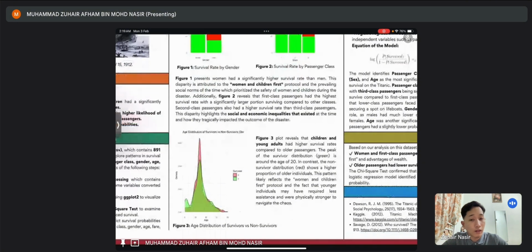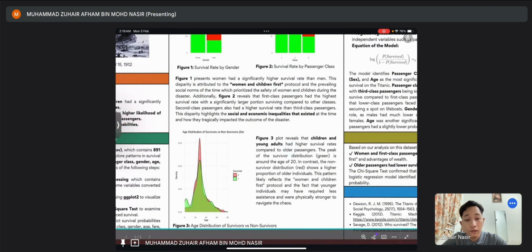Okay, and then for Figure 3, it is the age distribution of survivors versus non-survivors. Figure 3 revealed that younger passengers had a higher survival rate compared to older individuals. It reflects both the evacuation protocols and maybe some potential physical advantage during an emergency situation like a disaster.